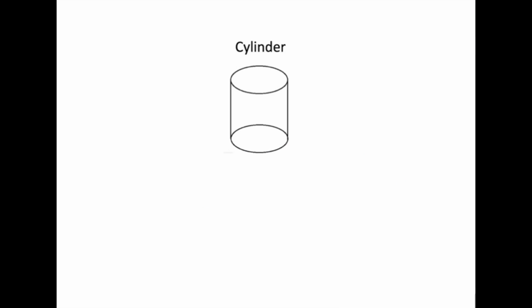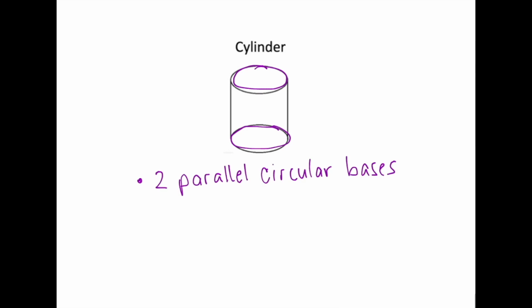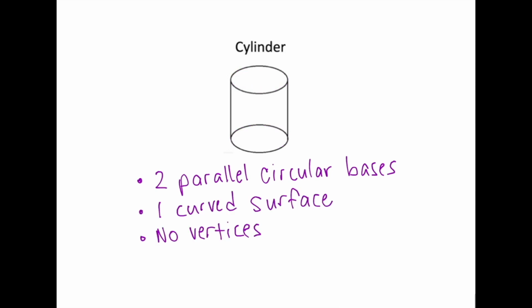The next 3D shape that we're going to talk about is a cylinder. What do you notice about the cylinder? If you said we have 2 parallel and equal bases, you're correct. And they're both circles. We also have the curved surface that connects the 2 bases. In addition, there are no vertices on a cylinder.